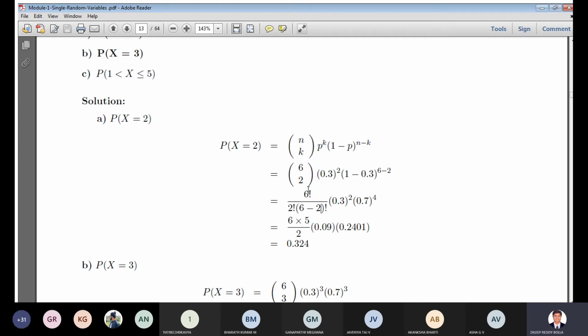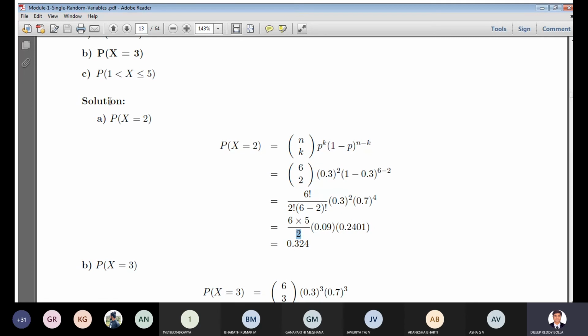So after cutting down, 6 factorial will become 6 into 5, because 4, 3, 2, 1 is cut down from this and this. And remaining is only 2 factorial. So 2 factorial is 2 into 1, 2. So 6 into 5, 30 by 2, which is 15 we get here, and these values we compute, we get these numbers, and we can get the answer easily.